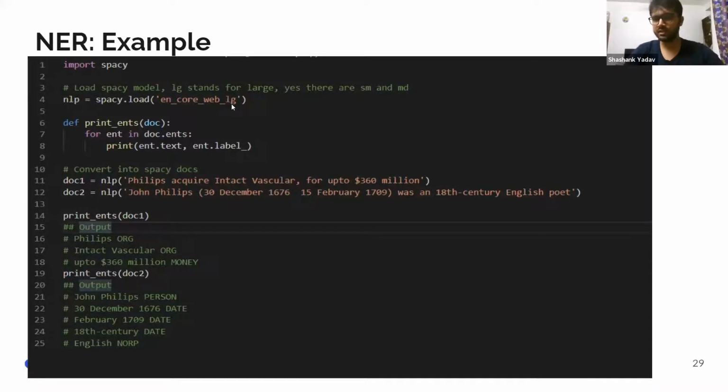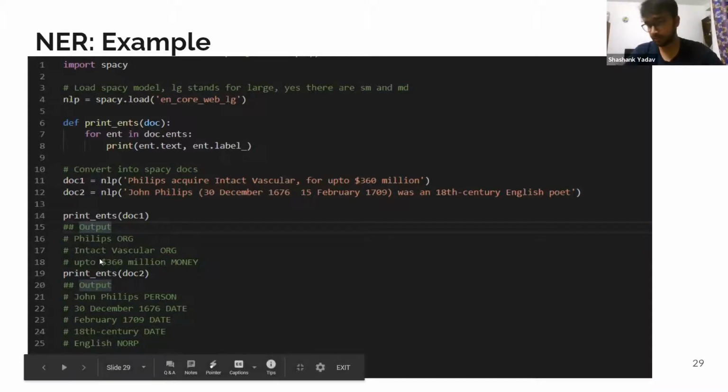LG stands for large. There are also SM and MD, which stand for small and medium. You can try those if you're out of memory or something like that. So you can load your model this way. Then I'm converting each of the pieces of text that we saw earlier into a spaCy doc, and then I'm just printing the named entities out of those documents.